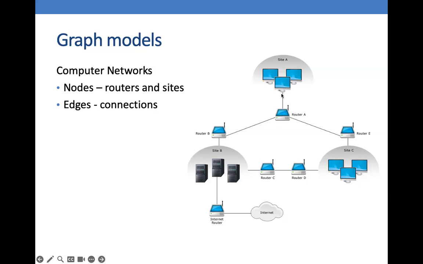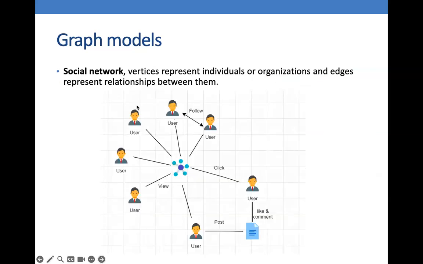So for example, we can see here an edge between router A and site A. Basically, we are just saying that these computers are connected to router A. And we can also see a connection between router A and router B. So we can say that router A and router B are connected. Okay?